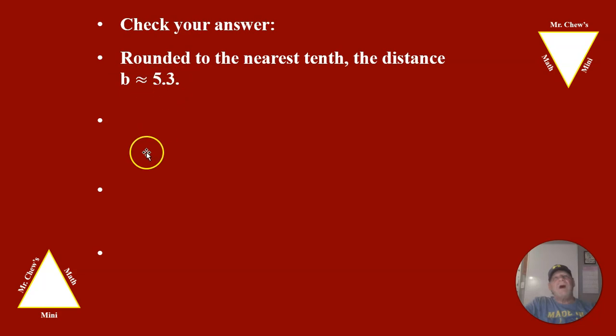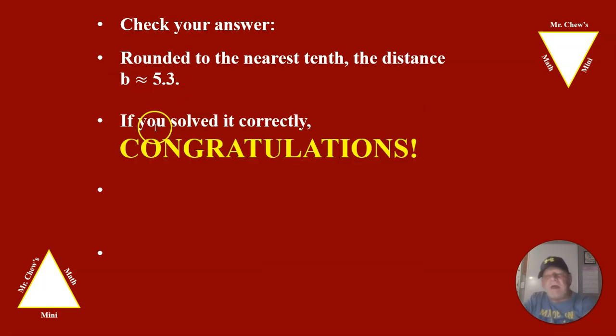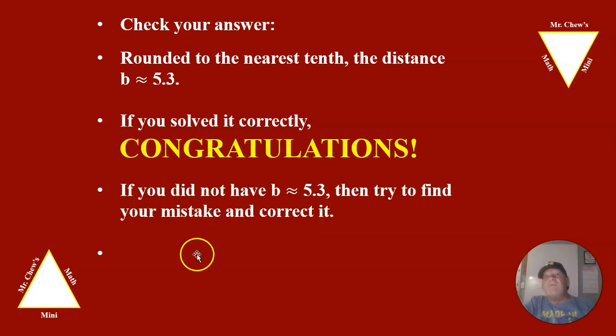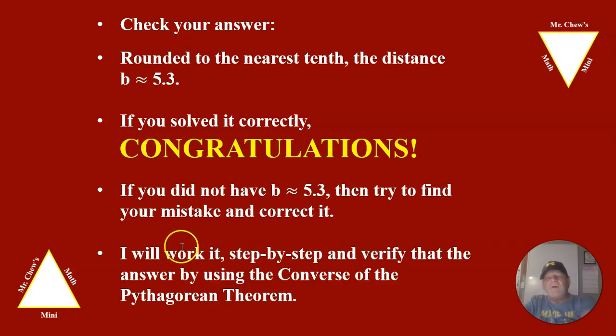The answer is 5.3. And if you got that correct answer, congratulations, I'm proud of you. You're able to work a Pythagorean theorem problem. But if you didn't get 5.3, then try to find your mistake while I work it out, and I will show you all the steps and verify it using the converse of the Pythagorean theorem. So let's get started.